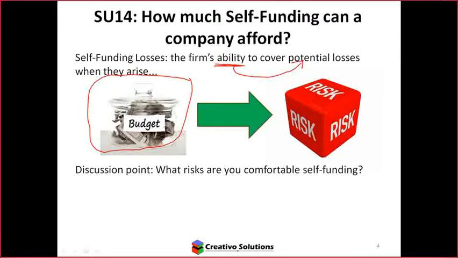Okay, so discussion point, Melanie. What risks are you comfortable self-funding? I think type 1 and type 2 losses. Okay, some examples. Excuse me. So what do you self-fund? What are risks that you're comfortable with? I think theft. Death. Yeah. Okay, so you don't have any life cover. Oh, you mean personally? Well, that's what you're discussing. Risks that you're comfortable with self-funding.